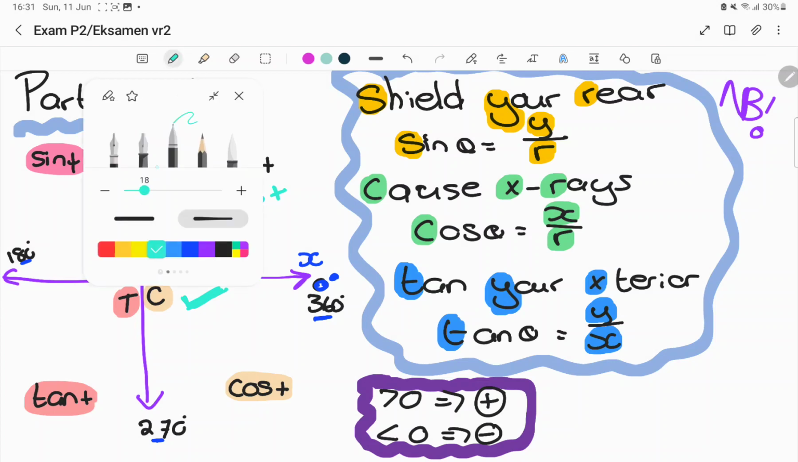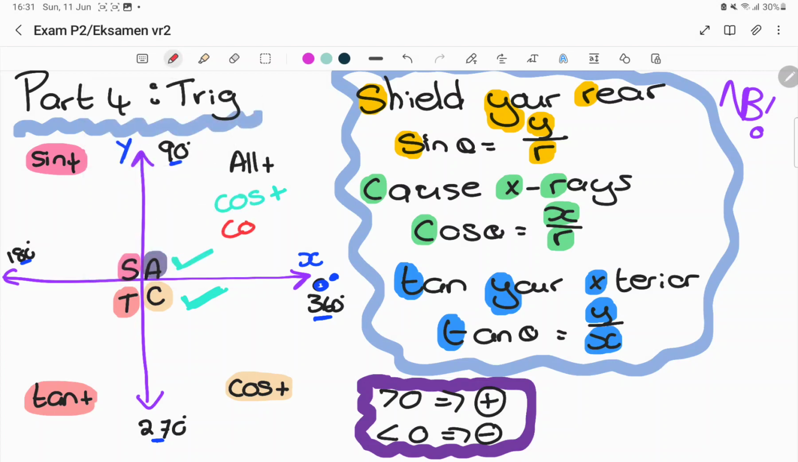Where will cos be negative? Right, so where will cos be negative? Obviously where it's not positive. So in sine's quadrant and in tan's quadrant.